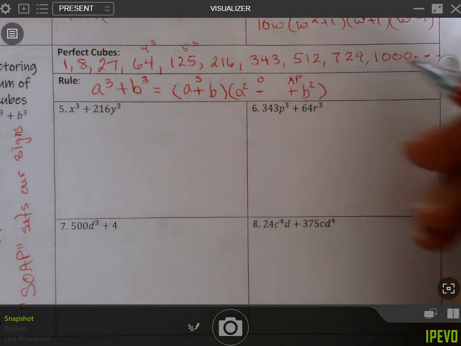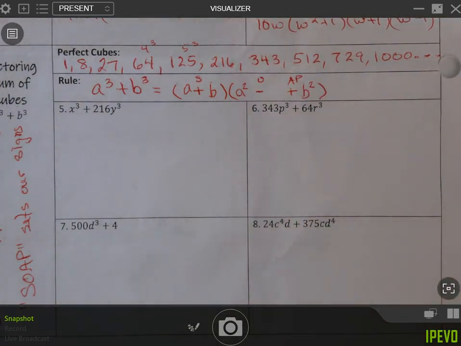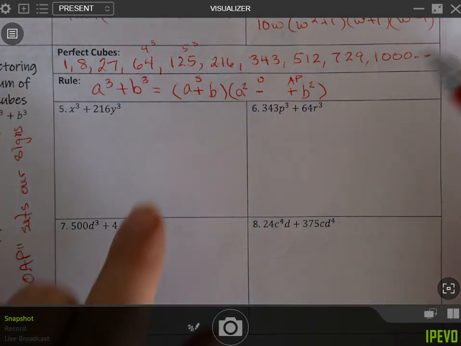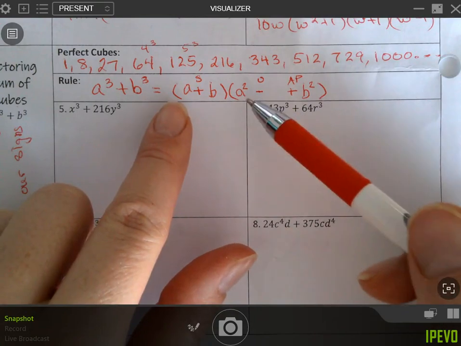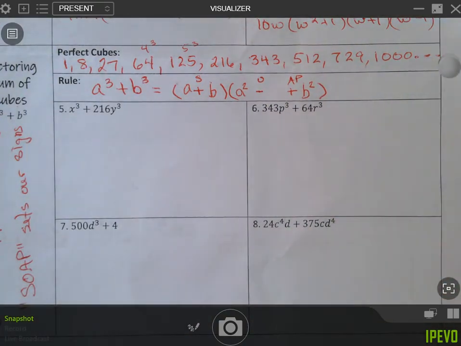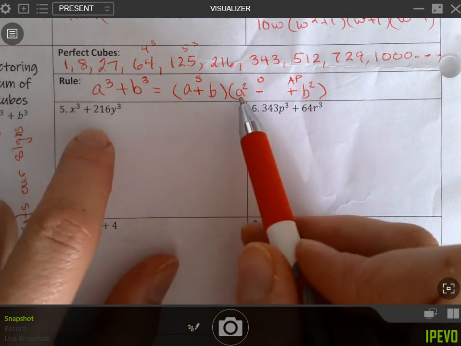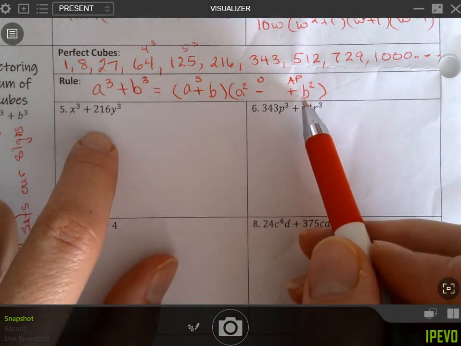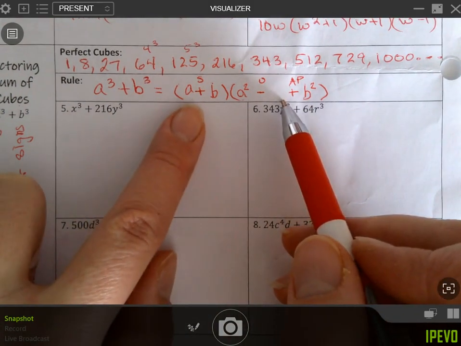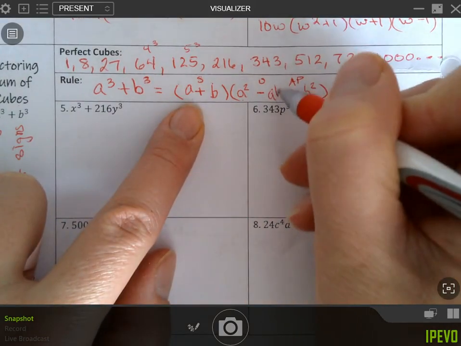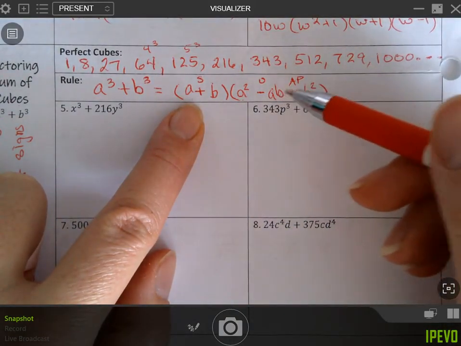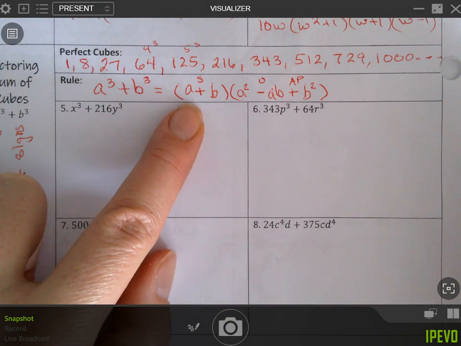B squared. And I don't know if some of you remember this, but the other day when we were talking about why you can't distribute powers, I talked about how the first and the last, when you do this, will be the same, but you have the middle stuff. So cube root, square this root, and the middle is the product of the roots, which is AB.